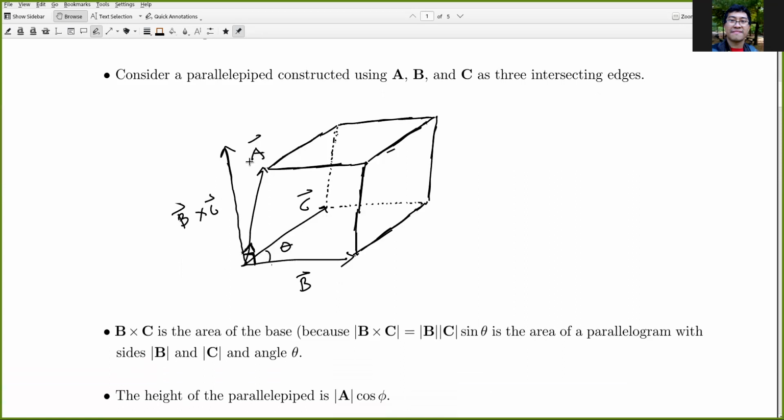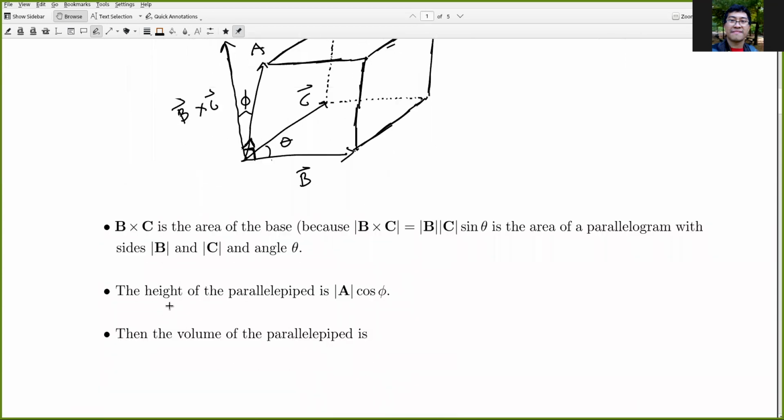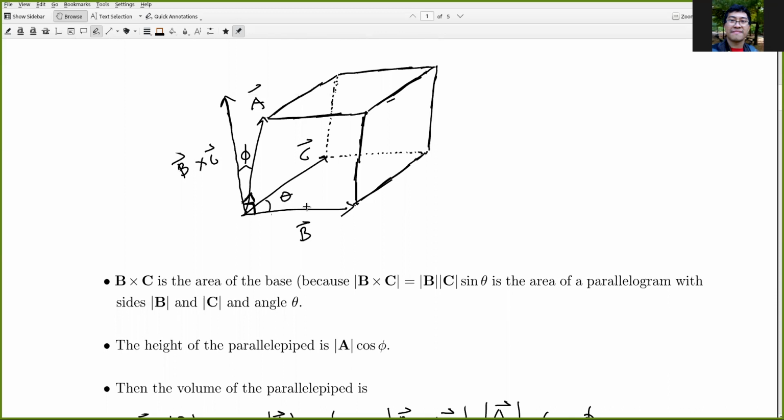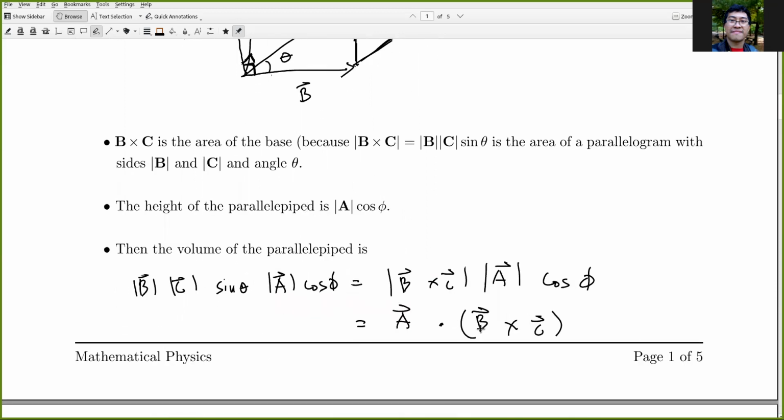The height of the parallelepiped would be A cosine phi. So if this is phi, we project that towards B cross C. So the volume would be base times height. So that's BC sine theta times A cosine phi, or BC sine theta is the magnitude of B cross C times A cosine of phi, or this is simply A dot B cross C. So the volume of the parallelepiped would be the triple scalar product A dot B cross C.